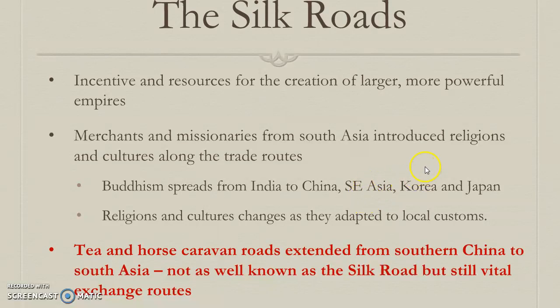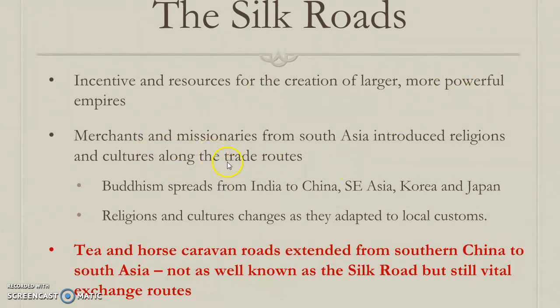Okay, so we know that trade networks, trade routes actually allowed for the growth of large and powerful empires. You guys saw that with Rome. You saw it with Persia. You saw it with the Mauryan and Gupta dynasties. You saw it with Aksum and Meroe. You saw it with Teotihuacan and with the Mayans. Okay, trade routes allow for empires to grow.